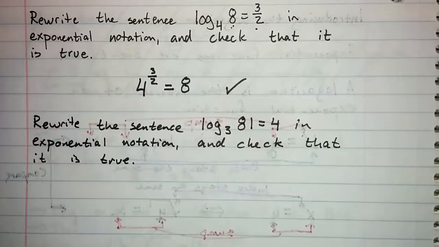Rewrite the sentence, log base 3 of 81 equals 4 in exponential notation, and check that it is true. Pause the video and try this now.